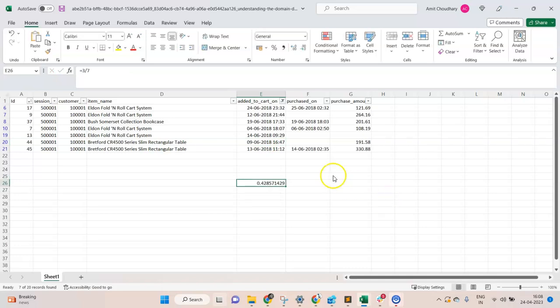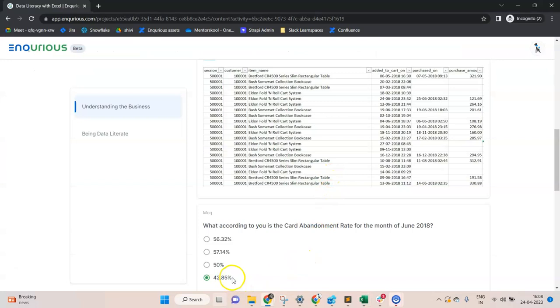That will be 42.85% of the orders which are still in the cart. They are abandoned as I'm looking at it in the month of June. So hence it comes out to be 42.85%. That would be your correct answer.